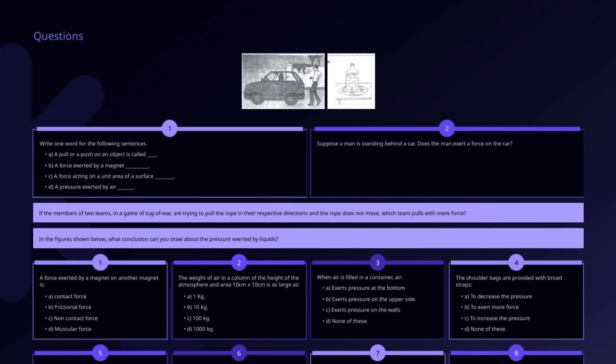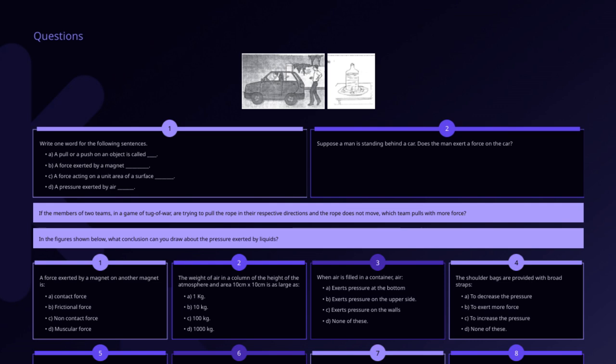Now, let's talk about the force that acts upon another body without any connector. That's a contactless force, like magnetic or gravitational force. When it comes to liquids, pressure depends on two main factors: the height of the liquid column and the density of the liquid. The higher the column and the denser the liquid, the greater the pressure exerted. In the case of springs, the force used to stretch them is muscular force, which we exert ourselves.